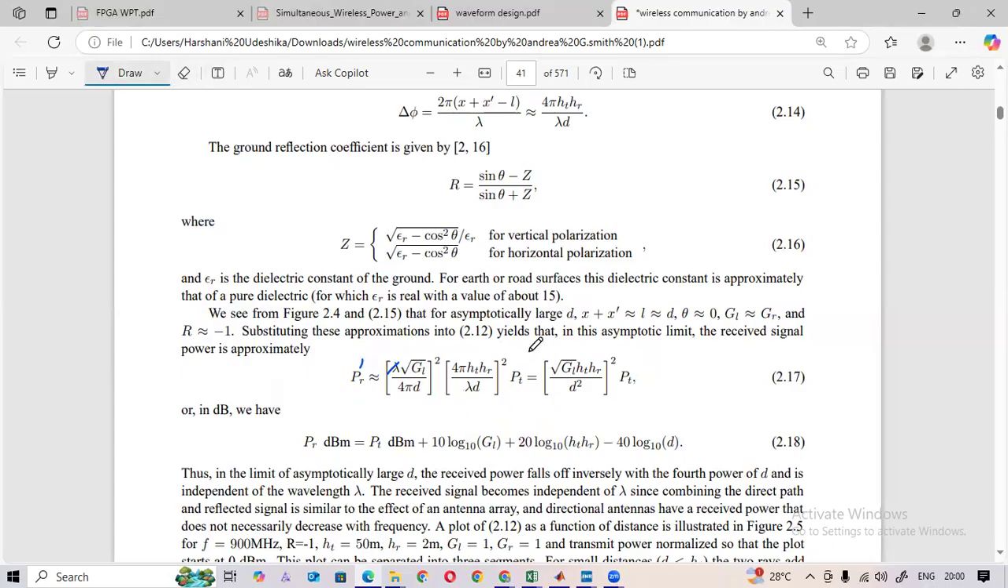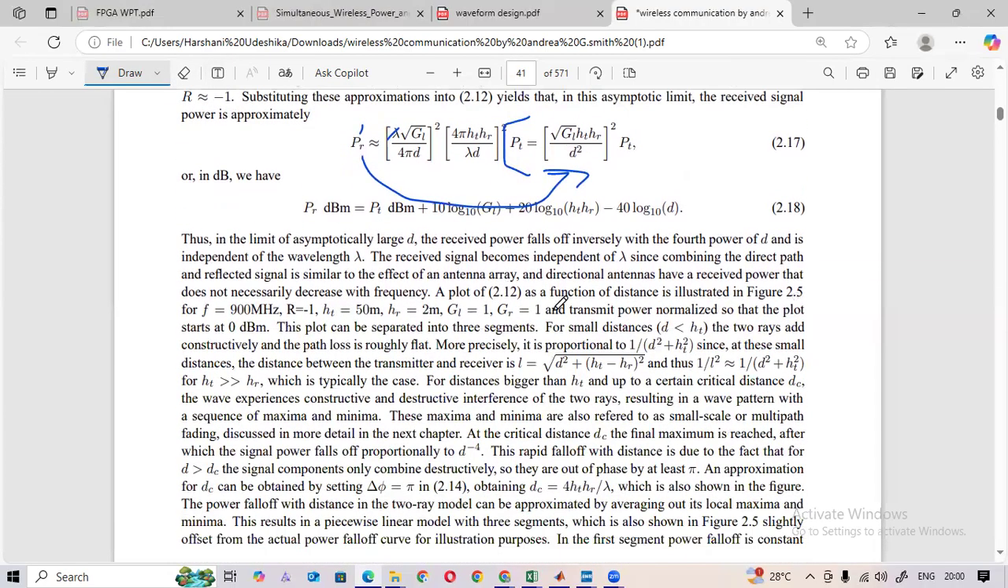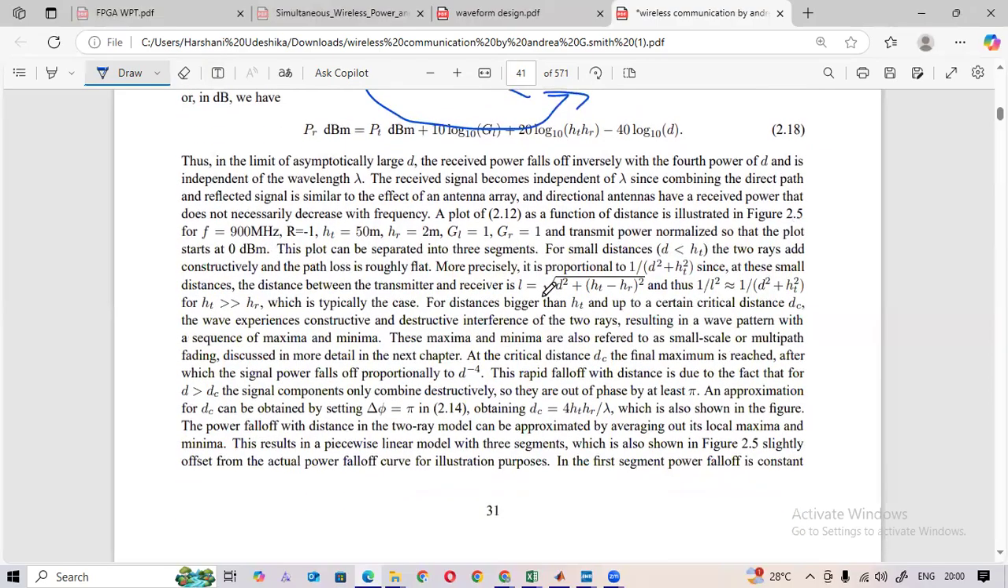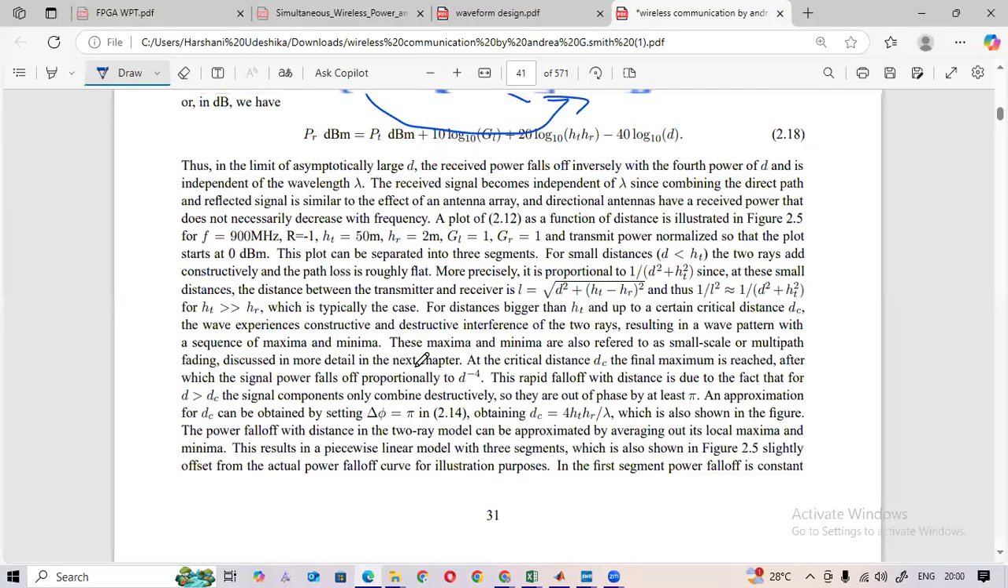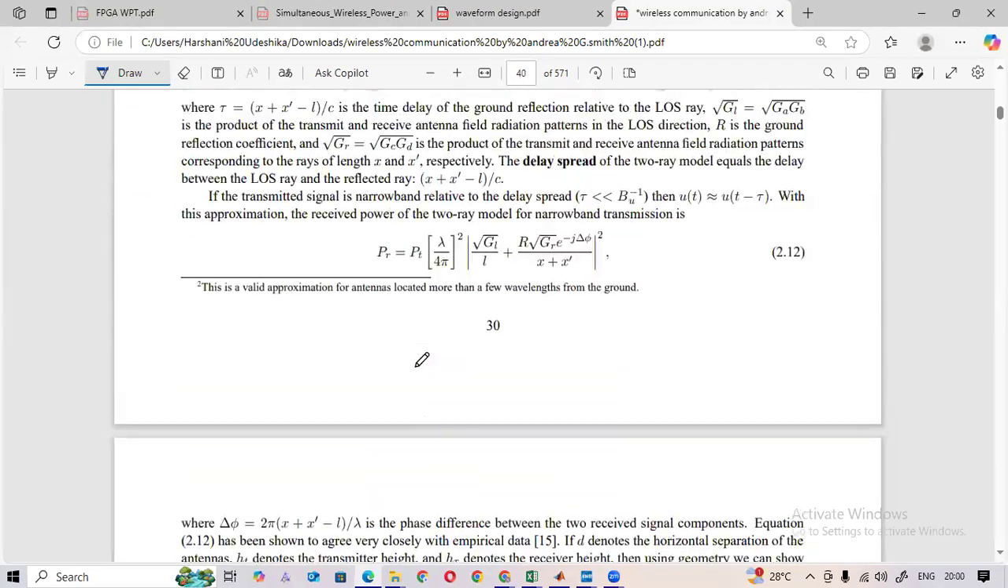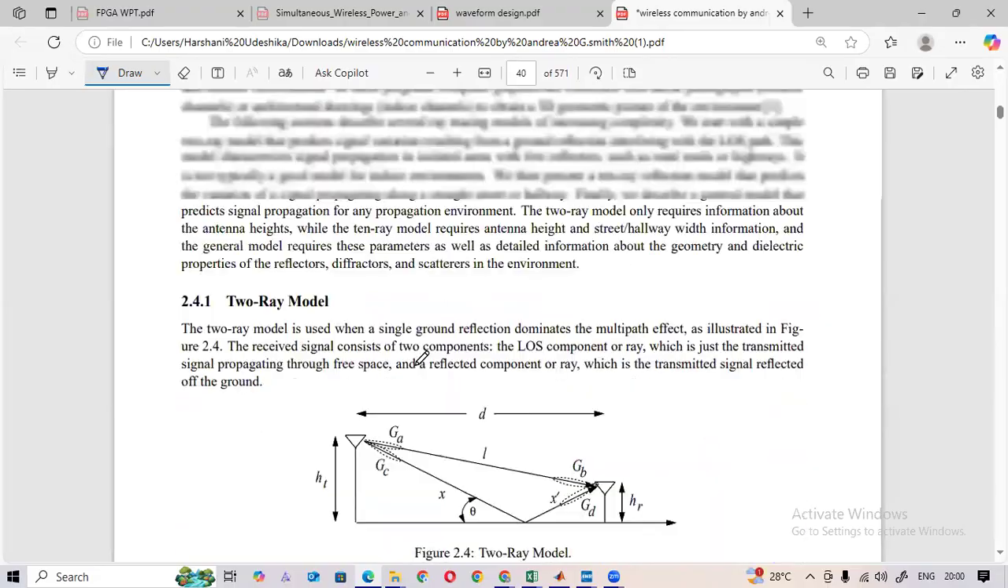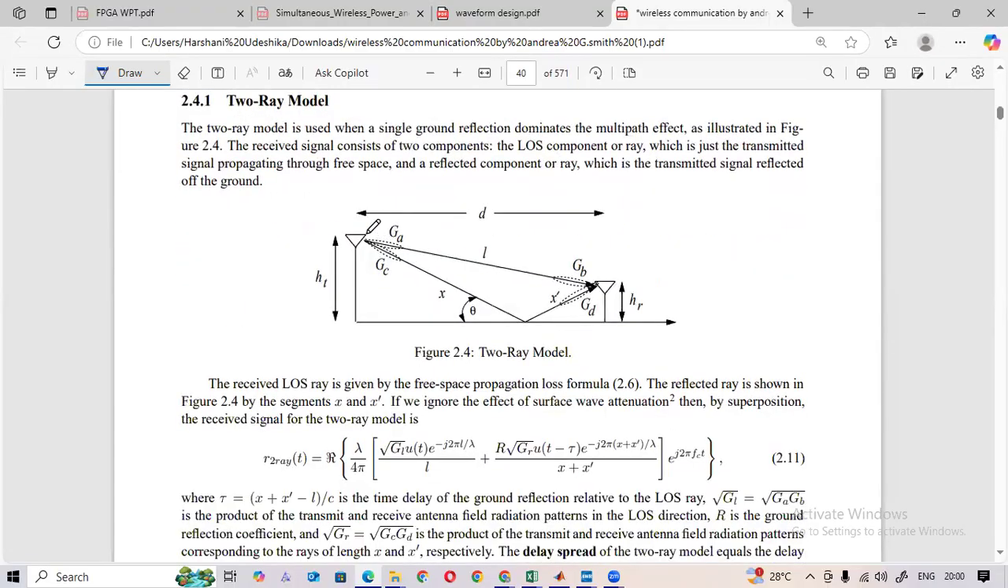You can use this equation. So if you are given, for example, a two-ray model, one signal, the direct signal, will come quickly, and the reflected signal will reach after that.